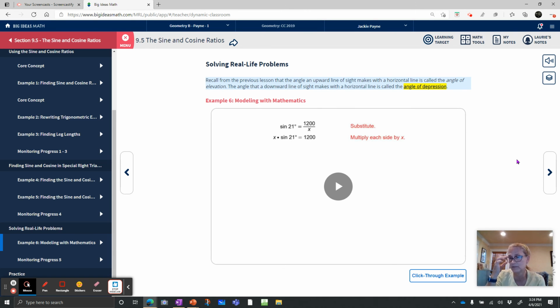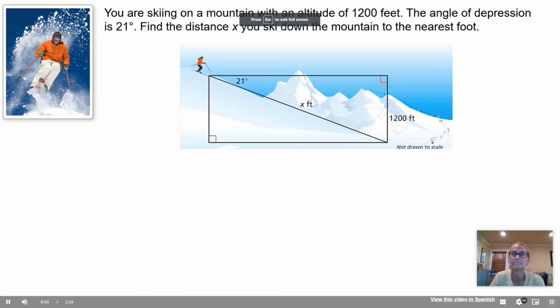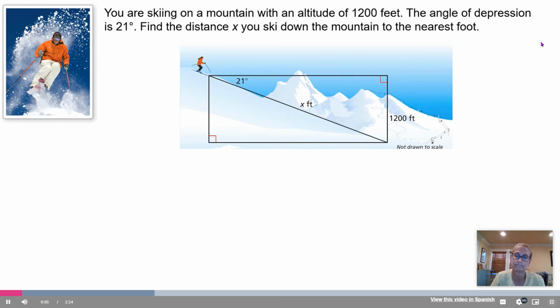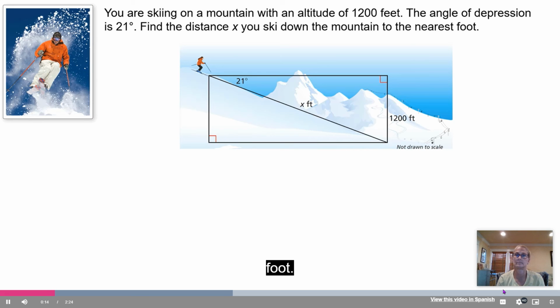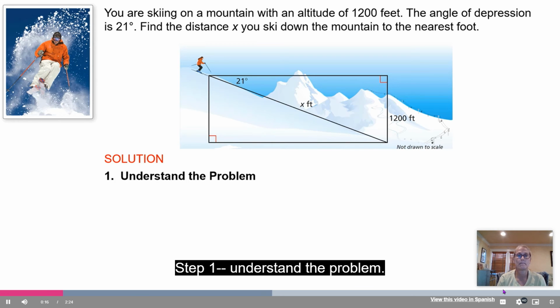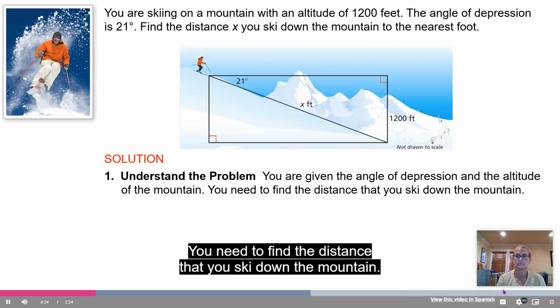Modeling with mathematics just means drawing a picture so we see what's happening. You are skiing down a mountain with an altitude of 1,200 feet. The angle of depression is 21 degrees. Find the distance x you ski down the mountain to the nearest foot. Solution. Step 1. Understand the problem. You are given the angle of depression and the altitude of the mountain. You need to find the distance that you ski down the mountain.